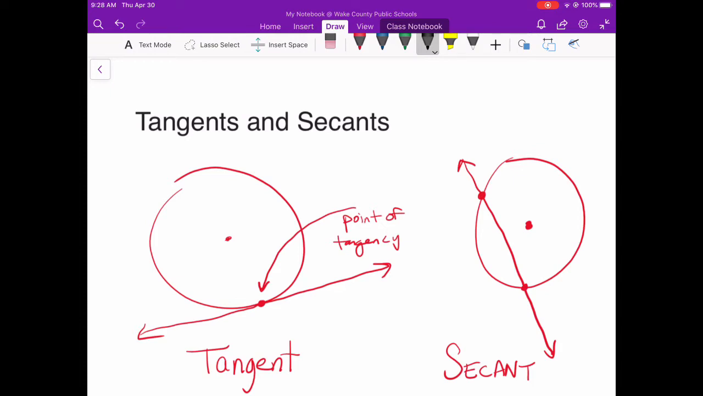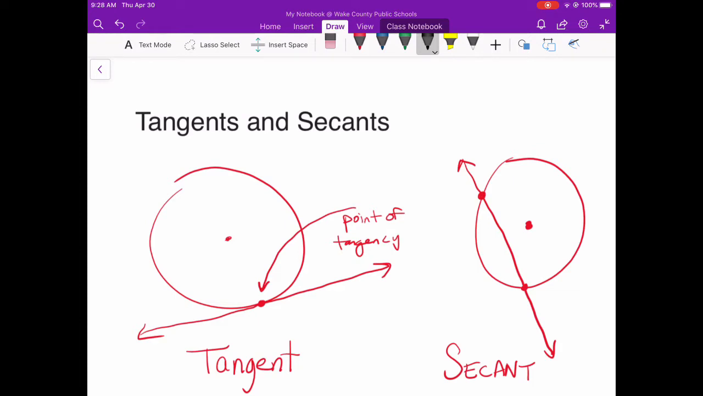The second part of this video is going to focus on segment length and chord length that goes along with tangents and secants. So two parts. Try not to make it too long for you, but two parts here. This is part one, going to focus on tangents, secants, and arcs and angles.